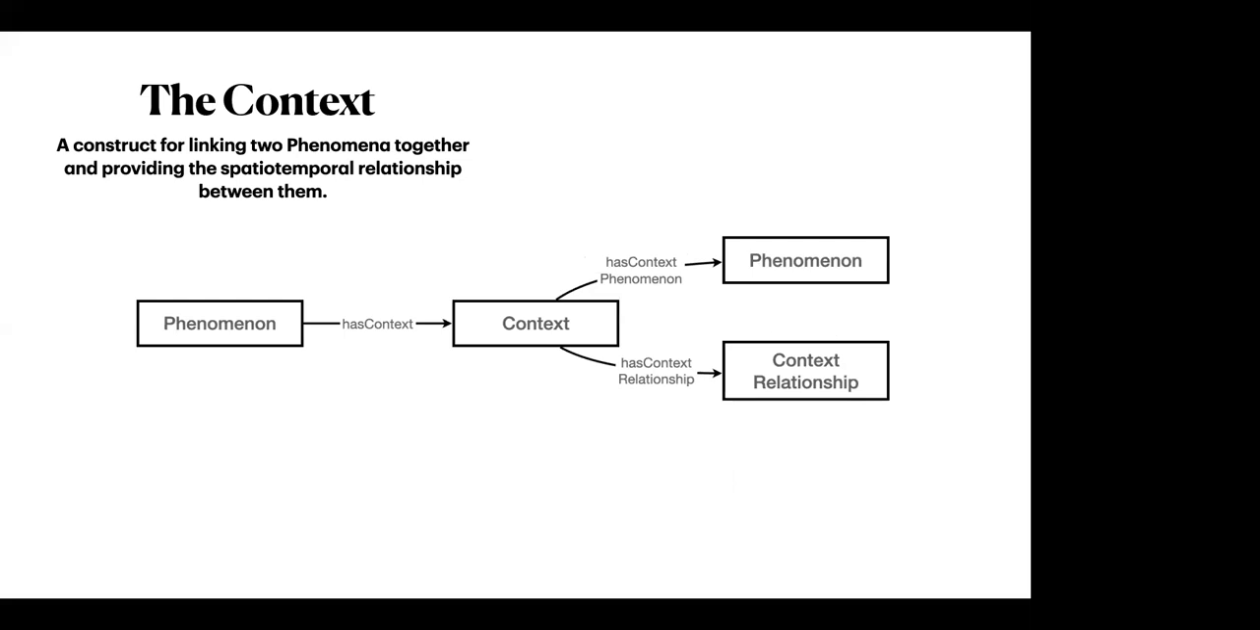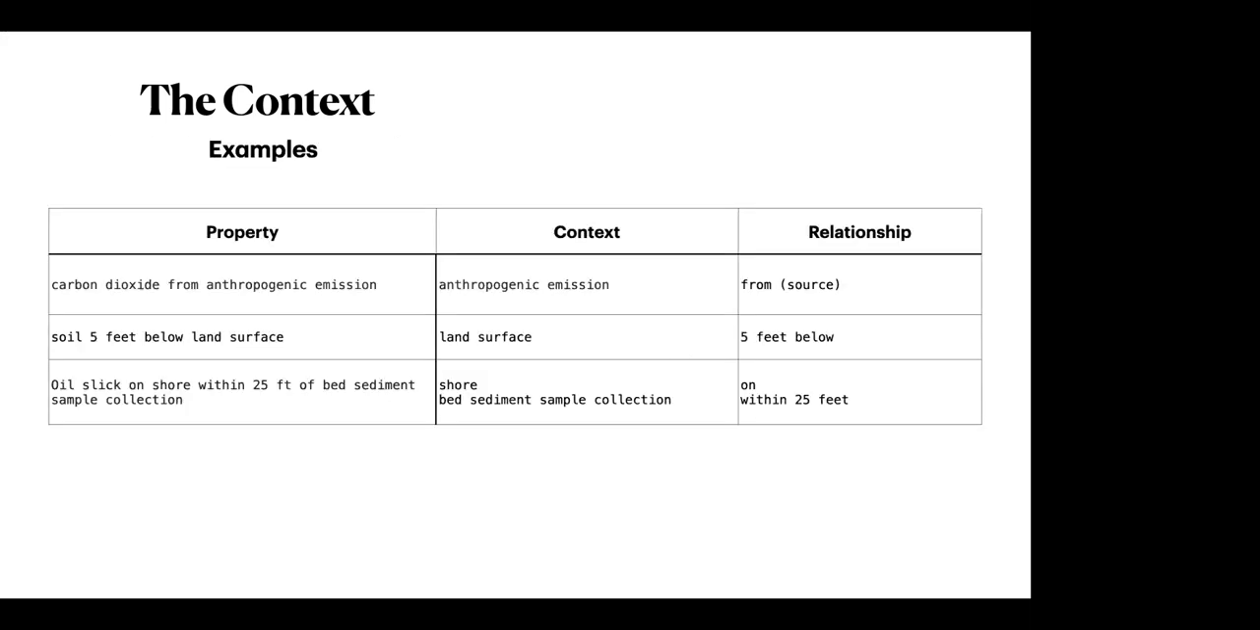I also mentioned that some phenomena are complex and you may want to include extra context for the phenomenon of interest. And so this is a design pattern to provide that context. We'll go over some examples right here on this slide. For example, we might be talking about carbon dioxide from anthropogenic emission. And so the anthropogenic emission is the context in that case.